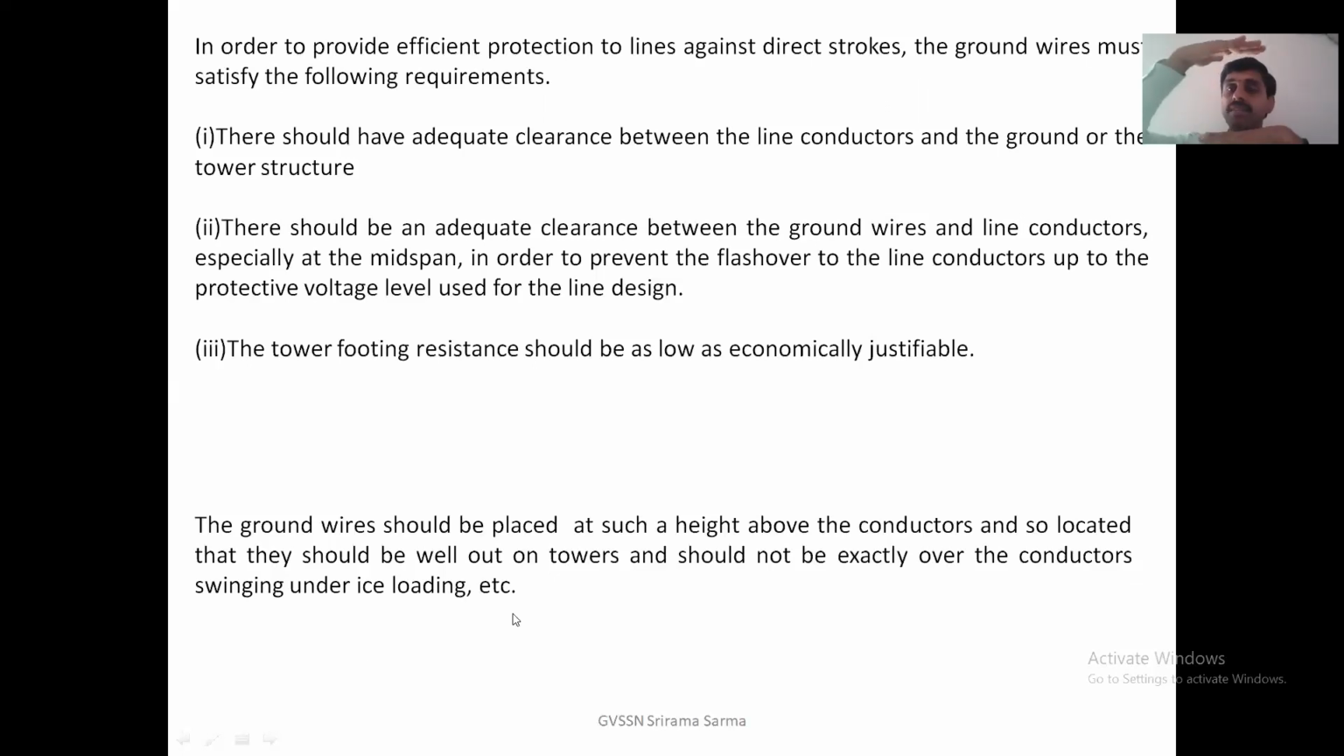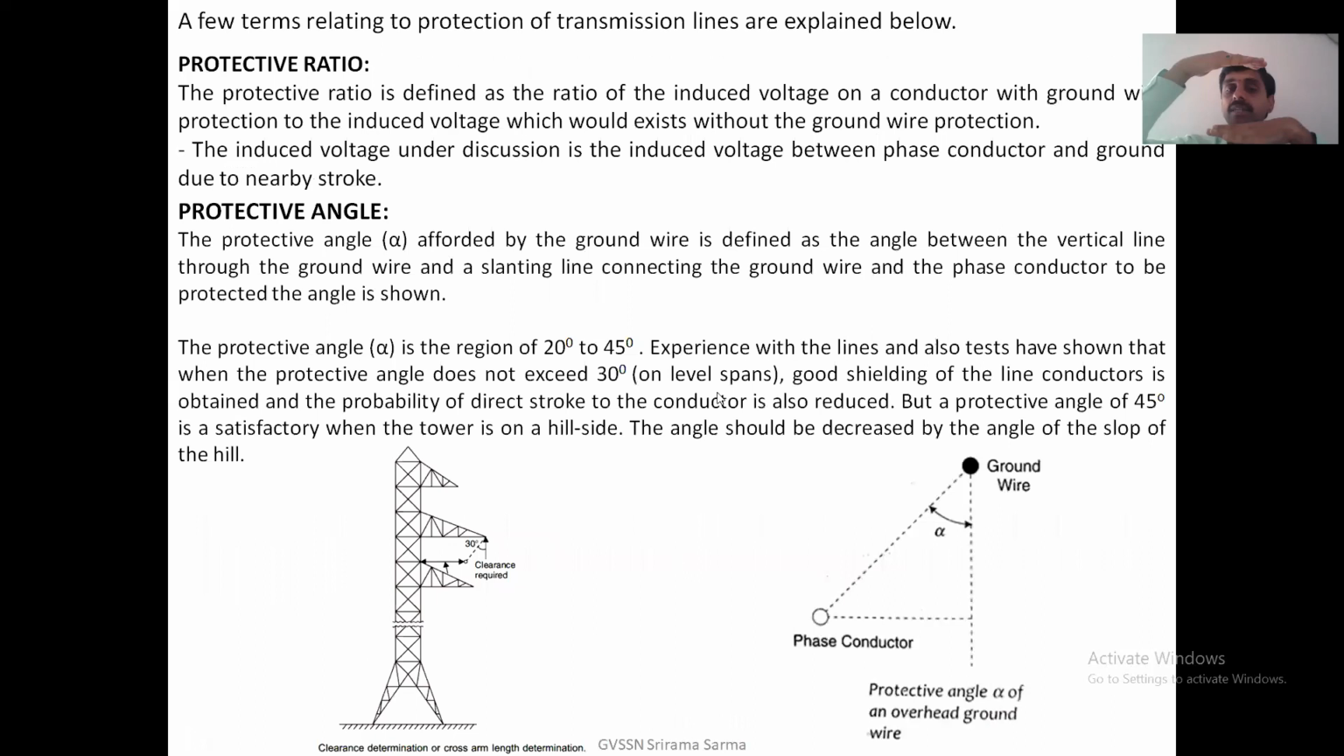There should be some clearance and the position must be clear so that there should not be any swinging like this. So we are going to discuss some terminology associated with this protective ratio. Protective ratio means the ratio of induced voltage on the conductor with ground wire protection to the induced voltage on the conductor without ground wire protection. With ground wire, what is the induced voltage divided by without ground wire, what is the induced voltage? So this ratio is called protective ratio.